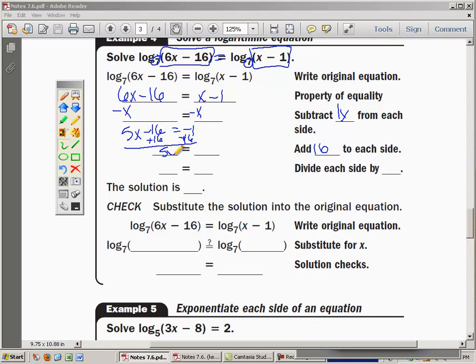And so I get 5x is equal to 15. Okay, divide both sides by 3, and I get x is equal to 5. Okay, so my solution is 5. You know what, it helps to be able to divide, guys.